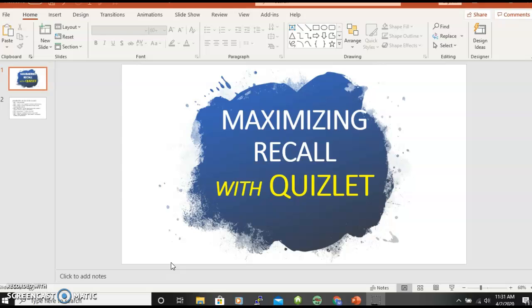QUIZLET, as you're probably familiar with, is a software that's online, it's free, and it's very effective for helping students remember facts. But even more than that, and what some students probably don't realize, is that the options within QUIZLET are almost perfectly designed to help you maximize your ability to remember stuff. So we're going to go over a quick system that hopefully will help you use QUIZLET as effectively as possible.